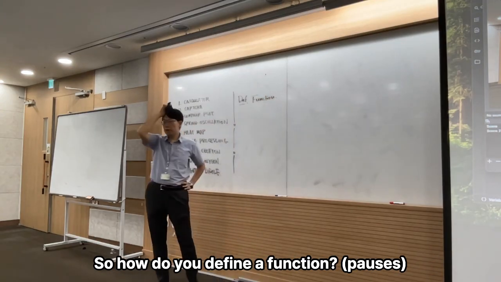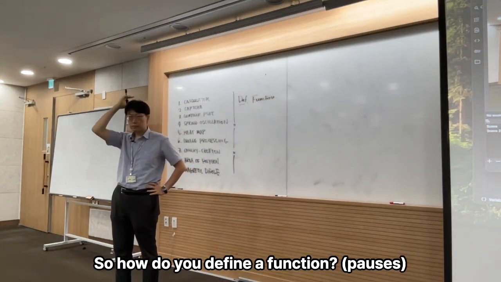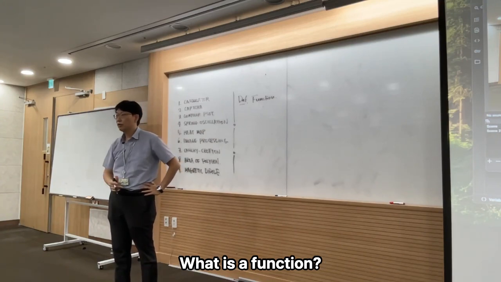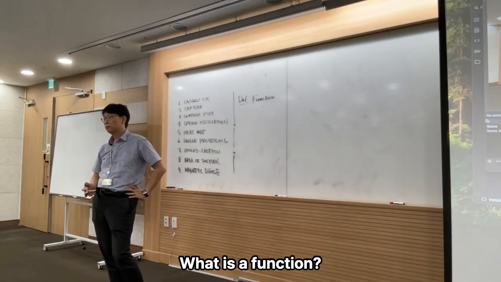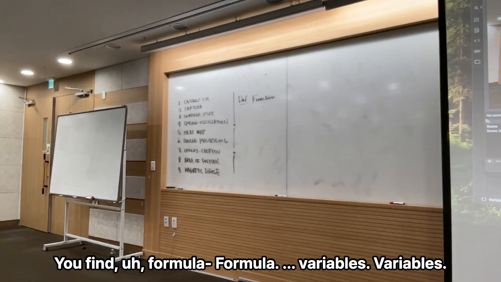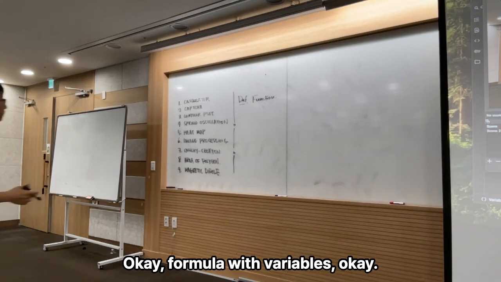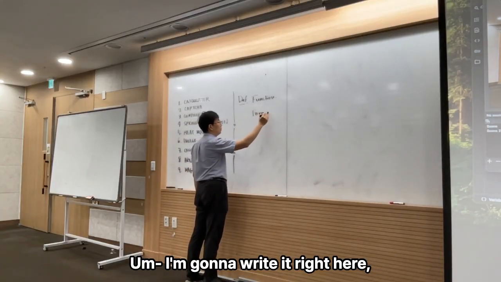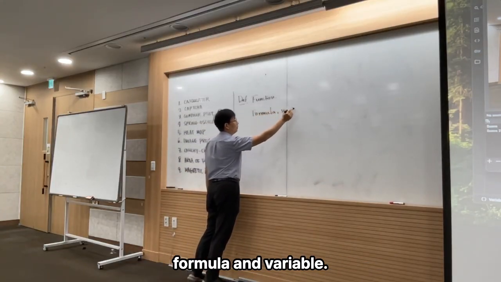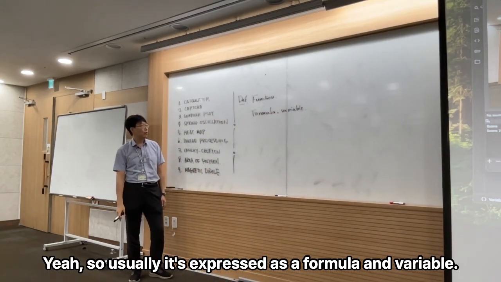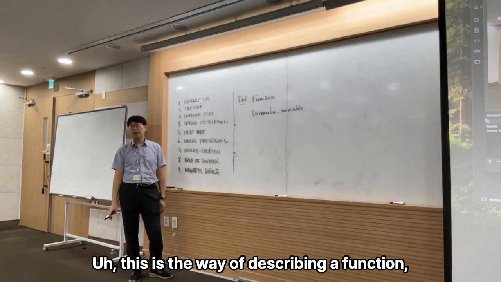So how do you define a function? What is a function? Defined with variables... Formula with variables. Okay, formula with variables. I'm going to write it right here. Formula and variable. So usually it's expressed as a formula and variable. This is the way of describing a function.